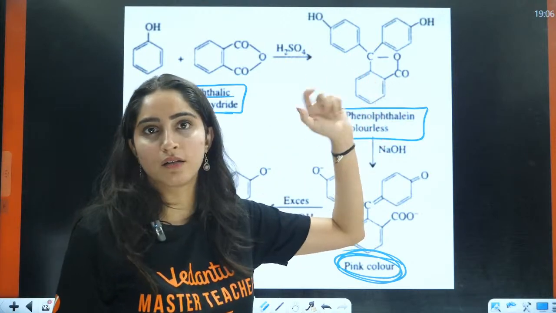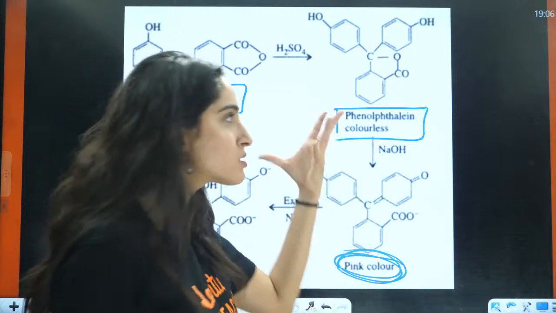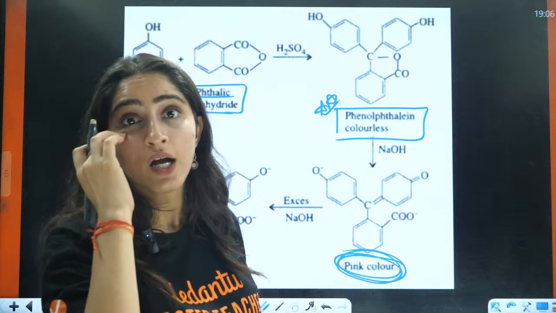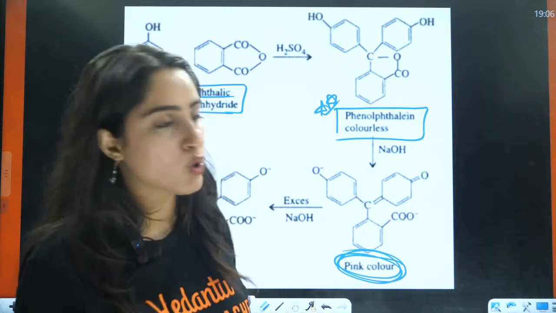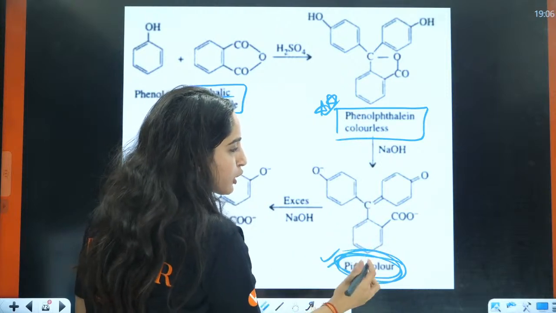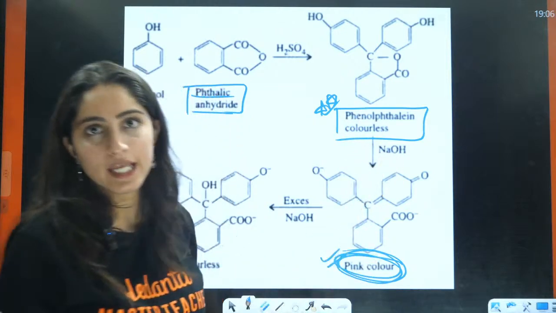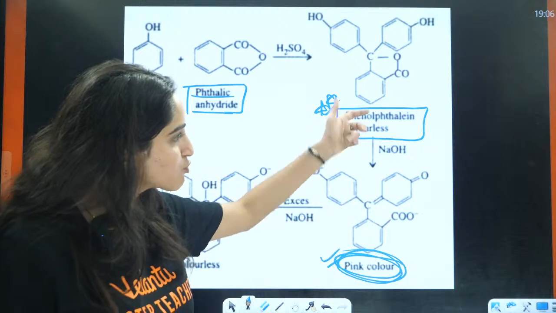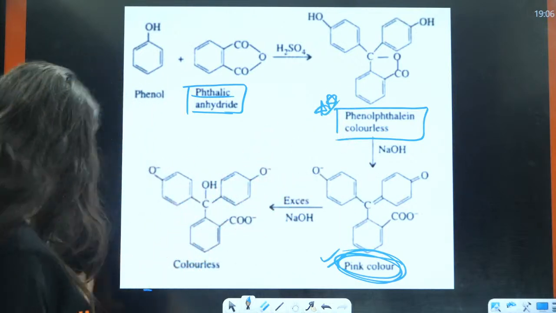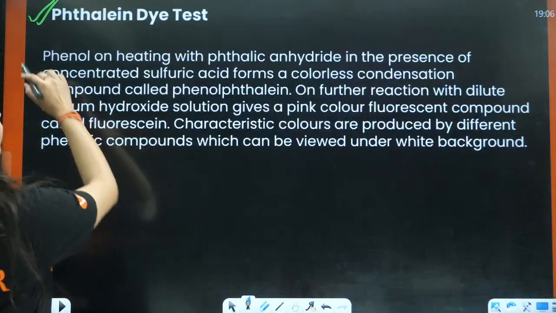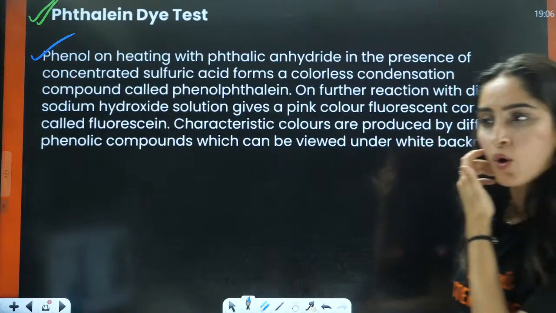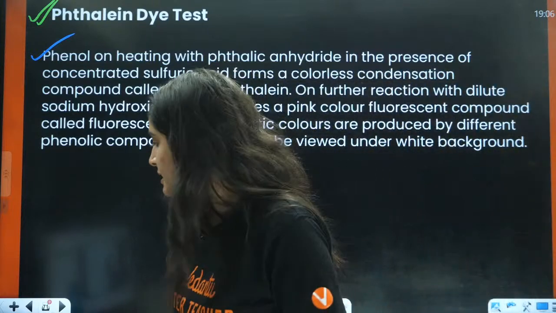Why is this test important for you? Because this compound is very important for you. You will also see this in other practical chemistry. So here it is converted to pink color on adding NaOH. This is the transformation that you want to see in the phthalein dye test, right? Okay. Now phenol on heating, this basically they have written in the theory part here, right? So what change will happen, right?